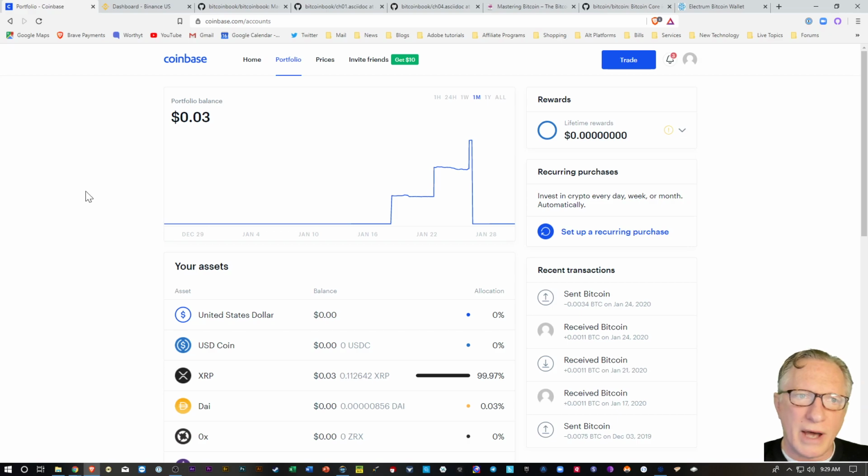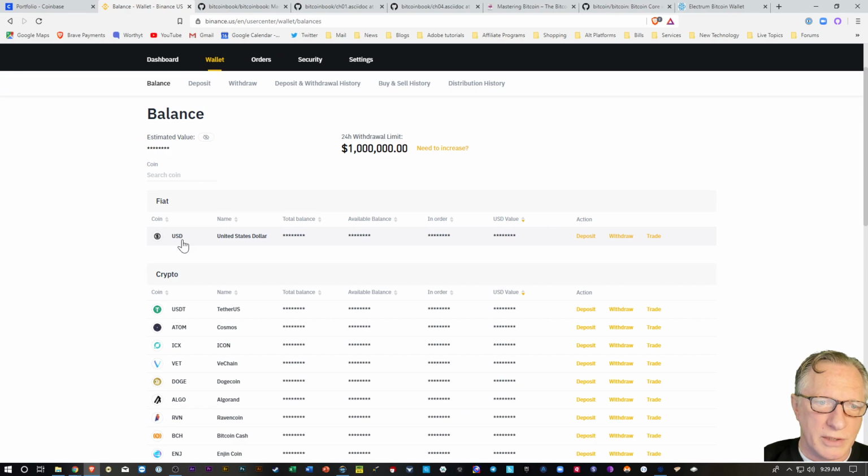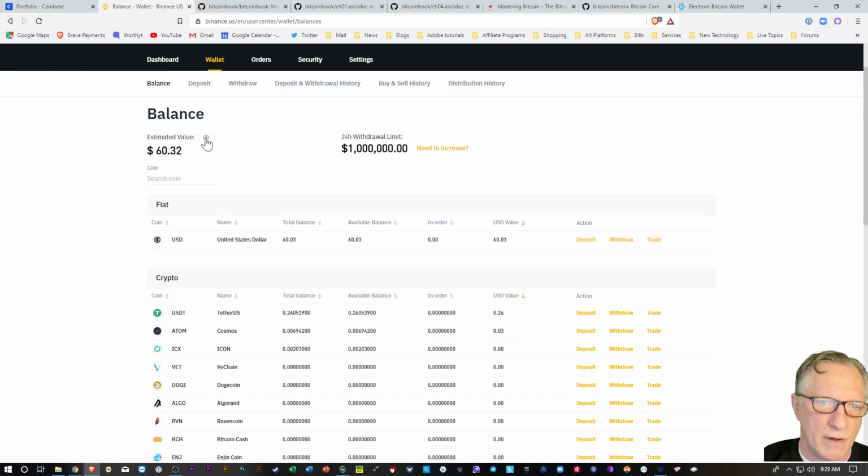All right, so let's go ahead and do that. I've got some cash here in my Binance US account. Now, I'm going to go over here to wallet. You can see here that I have a US dollar balance. Well, I'm going to let you guys see that. There's $60 in here. Now, I can deposit cash in here from my own bank account, right?